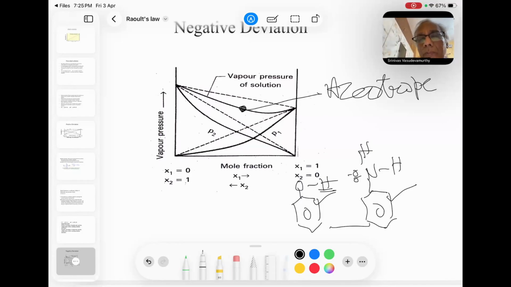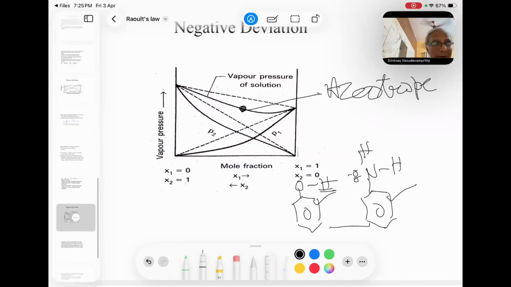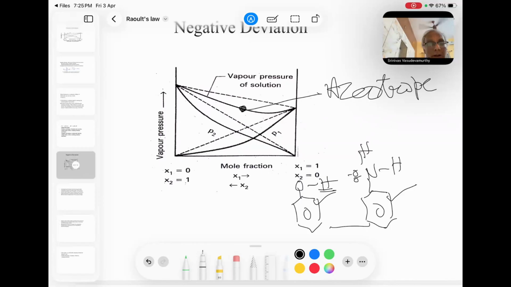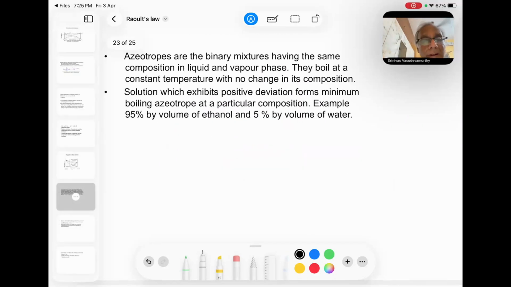Azeotrope. Okay. So in negative deviation, the vapor pressure decreases, but the temperature of the solution will increase. That is negative deviation, right? Now let's see what an azeotrope is. Azeotropes are binary mixtures, that is, I'm combining two solvents to give a mixture having the same composition in the liquid and vapor phase. The composition in the liquid and vapor phase is the same. That's called an azeotrope. And then they boil at a constant temperature without any change in composition.